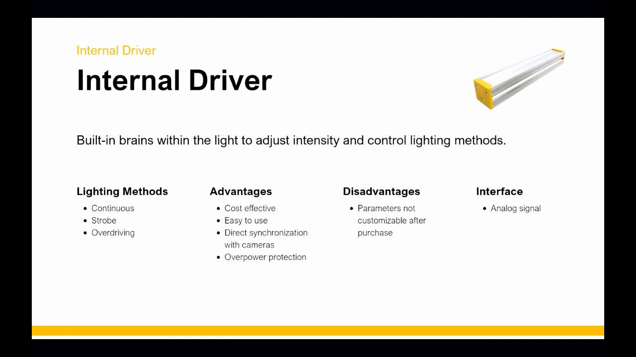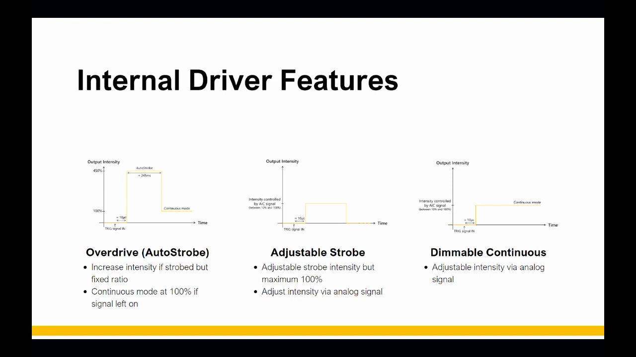And the interface is mostly applicable when it comes to the external controllers, but it's an analog signal. It's to change the intensity, you're going to give it a range from 0 to 5 volts or 0 to 24 volts, and then to power the light on, you're just going to give it 24 volts. So I've kind of mentioned overdriving and all that.